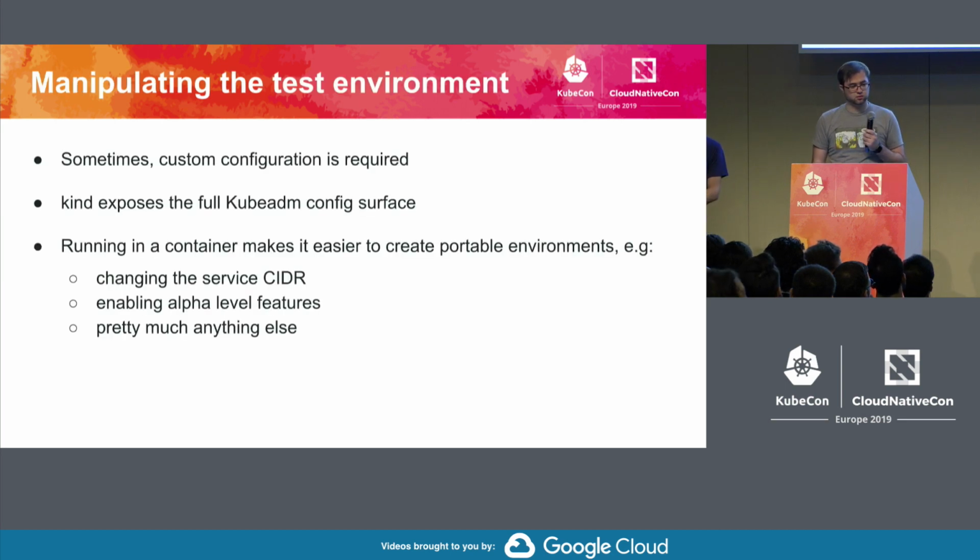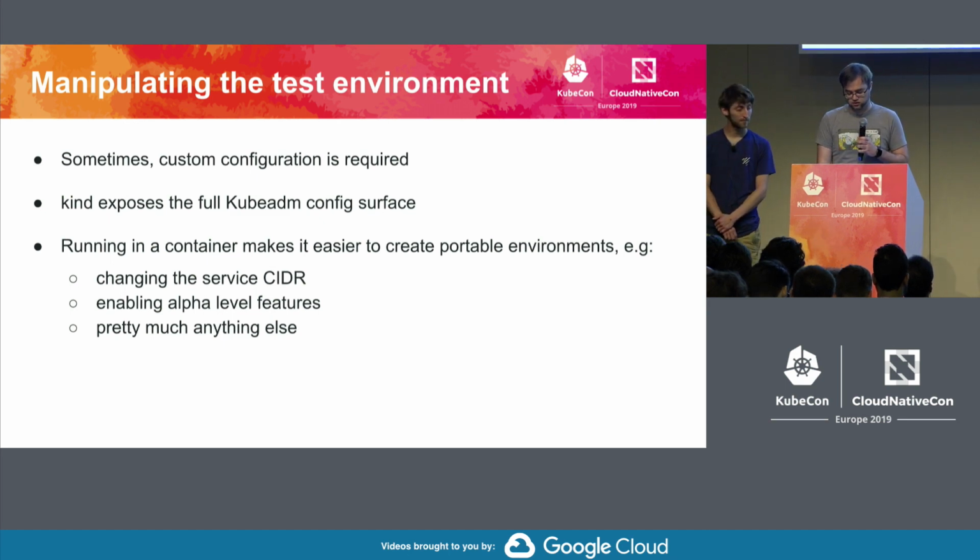Sometimes you might want custom configuration. If you're doing this with kind, you can configure the entire kube interface. It's kube underneath. We have customized patches, which we're going to show in a second. And so you can configure anything you need to make Kubernetes look like how you want it to look. That can include things like changing the service CIDR or enabling alpha features, anything that you'd expect to be able to do with a fairly real cluster.